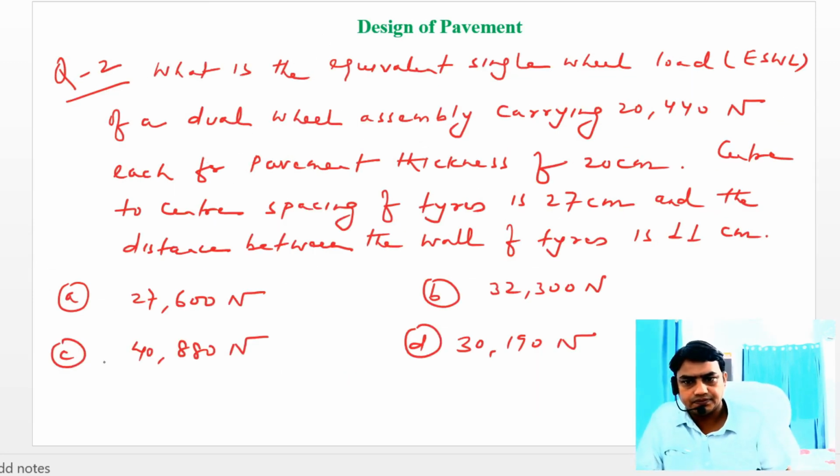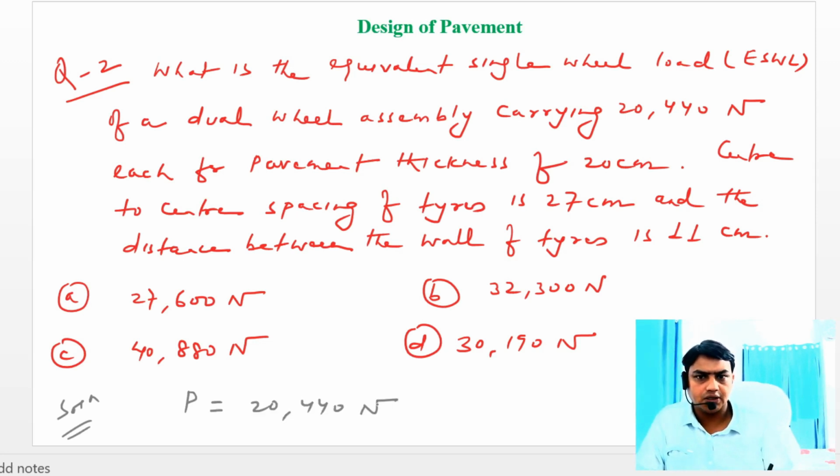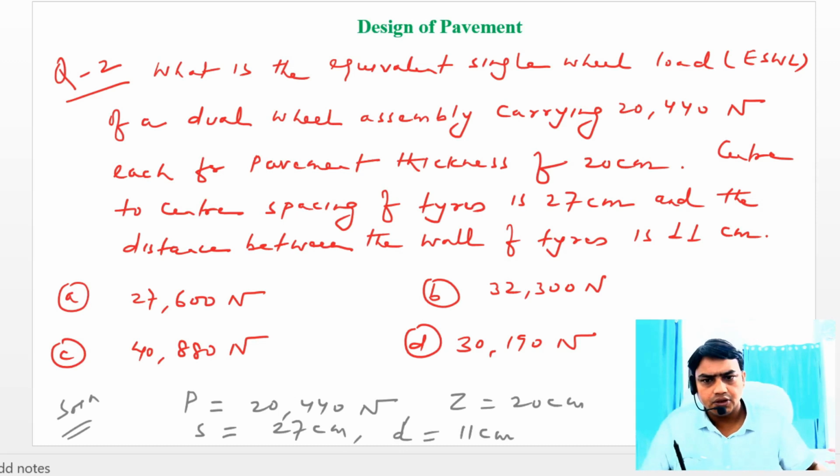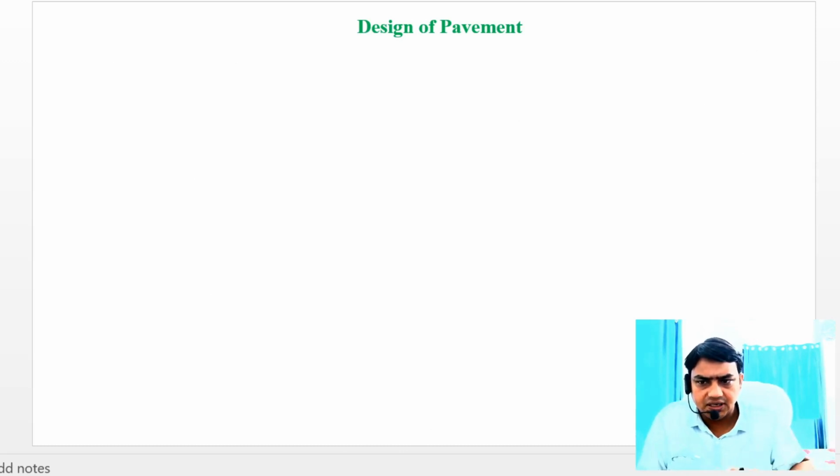Second question: what is the equivalent single wheel load of a dual wheel assembly carrying 20440 Newton each for a pavement thickness? P is equal to 20440 Newton and the pavement thickness is 20 centimeter. The center to center spacing of the tires, S, is 20 centimeter, and the distance between the walls of the tires, the clear distance, is 11 centimeter. So we have to find the equivalent single wheel load.